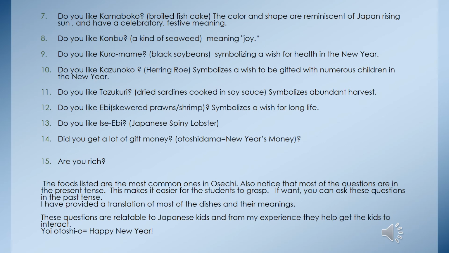Also, notice that most of the questions are in the present tense. This makes it easier for the students to grasp. If you want, you can ask the questions in the past tense. I have provided a translation of most of the dishes and their meanings. These questions are relatable to Japanese kids, and from my experience, they help to get the kids to interact.